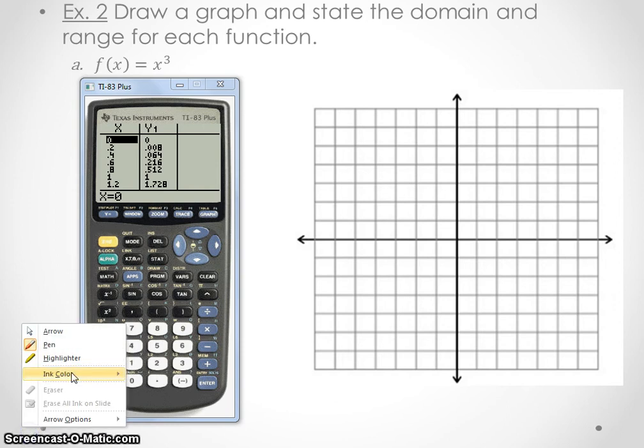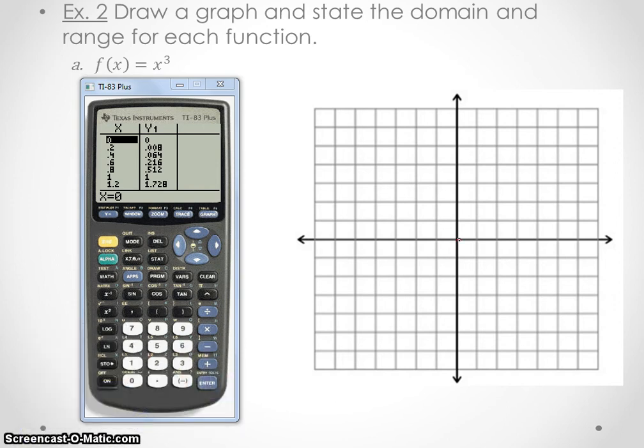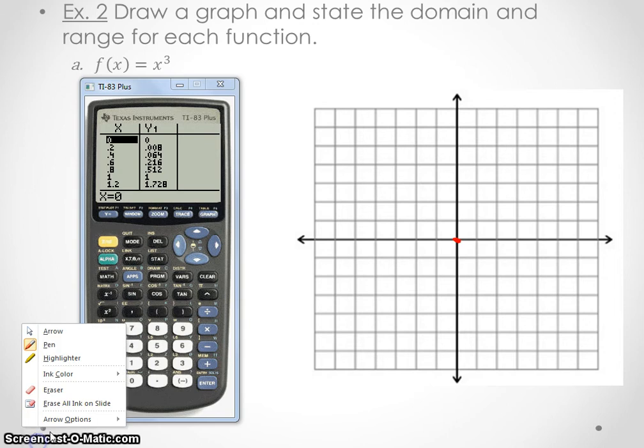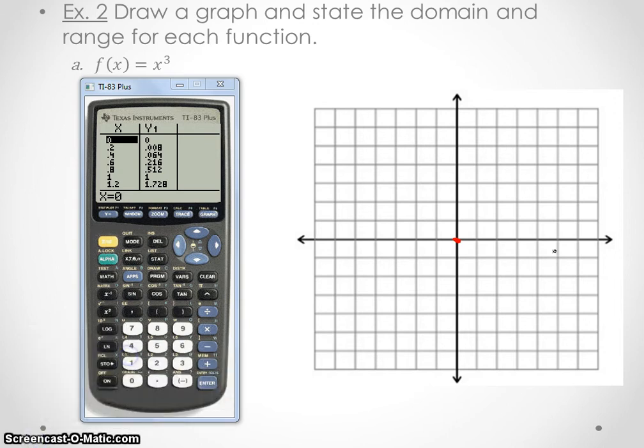So we're going to get our pen. I'm going to get a color you can see easily on our graph. Let's go with red. So 0, 0, that's easy enough to find. That's going to be right here. And then, well, now we're scaling by 0.2s here. I forgot to scale my graph. Let's go back and do that.